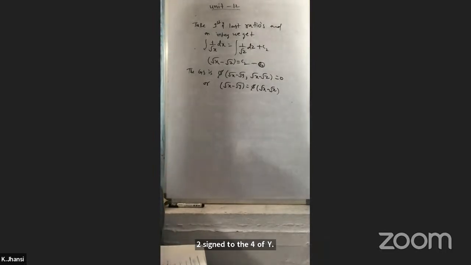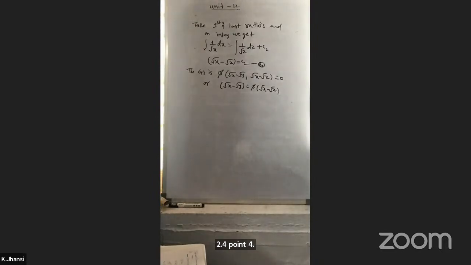Next, page number 54, 2.4.4. Then page number 56, 2.4.8. This is the 10 marks problem. The proof is there, the solution is there for this one, no? 2.4.8.